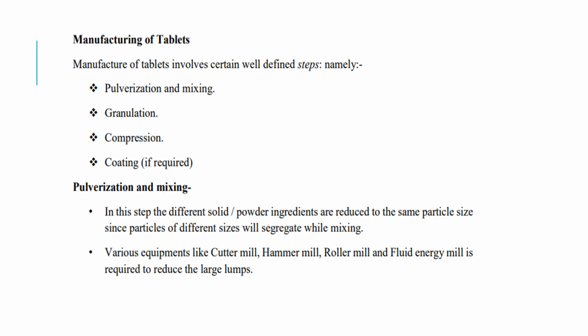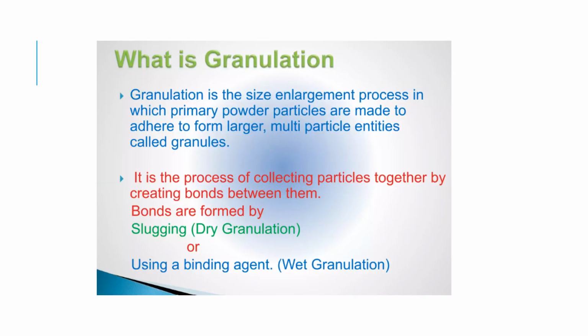Coming to the first step, that is pulverization and mixing. In this step, the different solid or powder ingredients are size reduced. That means in order to avoid segregation while mixing, the first step followed is pulverization, that means size reduction. To size reduce the particles, different types of equipment are used in the industries, which include cutter mill, hammer mill, roller mill, etc. And after the size reduction, the next step is granulation.